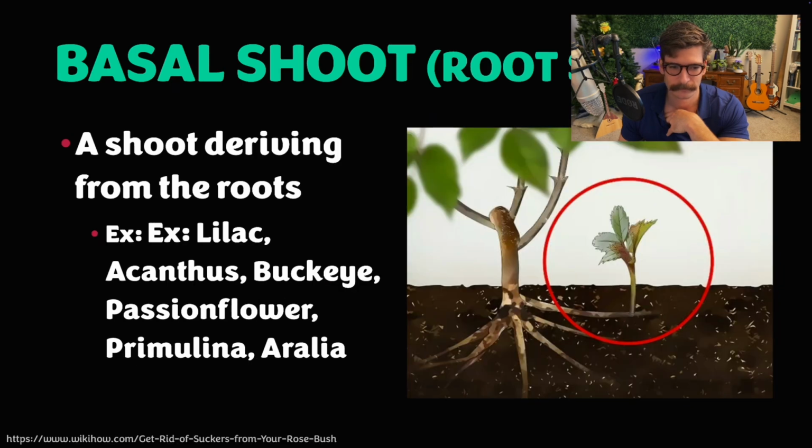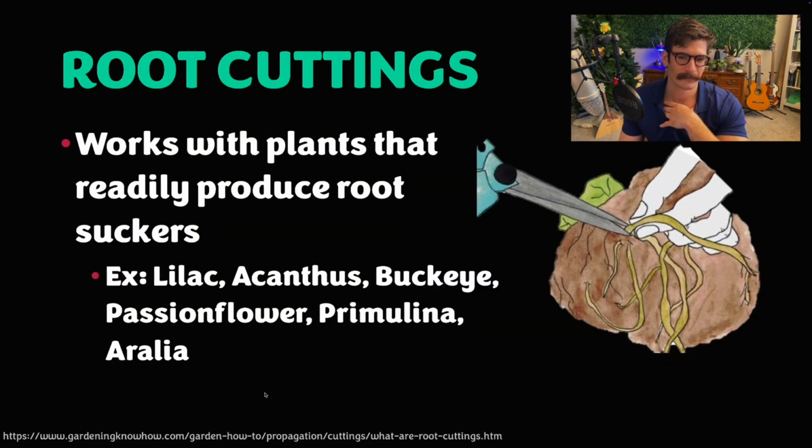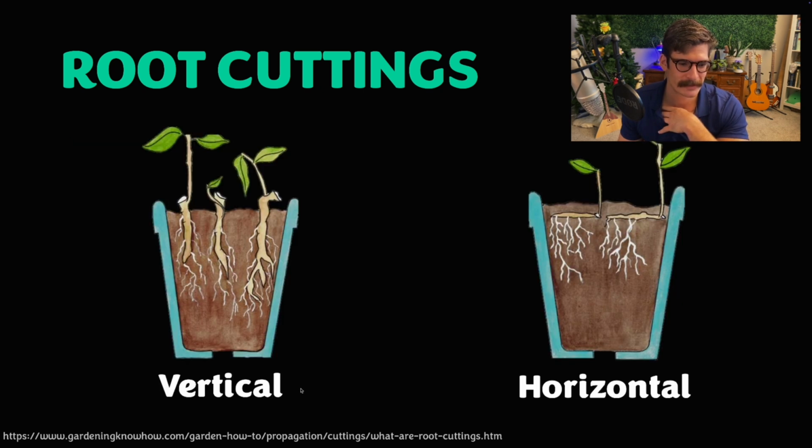Sometimes you'll get, yeah, I love jicama too. I always say jicama. I don't know if that's how you're supposed to say it. The roots sometimes will produce little shoots, and you can cut those. Cut the root off and then plant it. Root cuttings. You can take root cuttings. You can plant them vertically or horizontally.